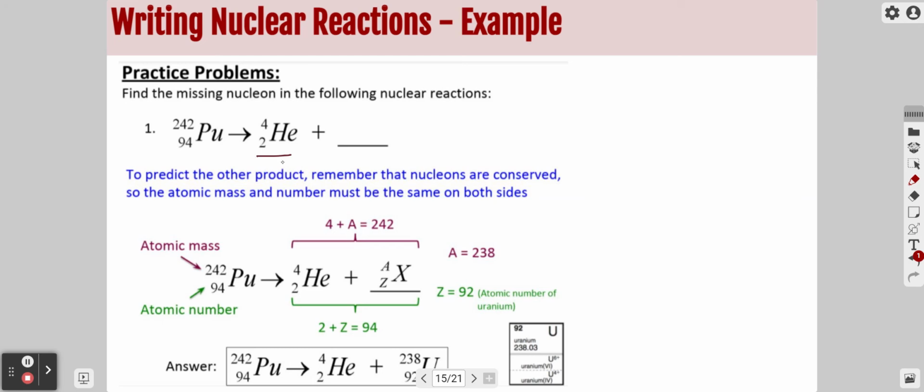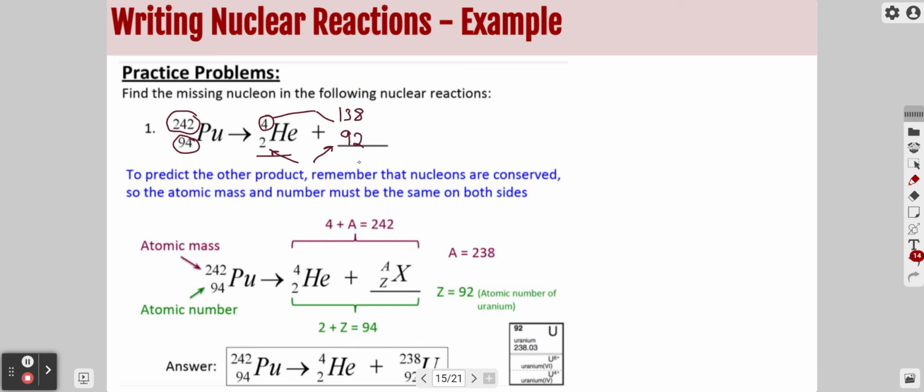So we can quickly figure this out, because all our protons, our atomic numbers, have to add up to 94 on our reactant side. So 2 plus 92 will give us 94, right? And then on the top, all of our mass numbers have to add up to 242. So we have 4, and 4 plus whatever it is gives us 242. So that will be 238.